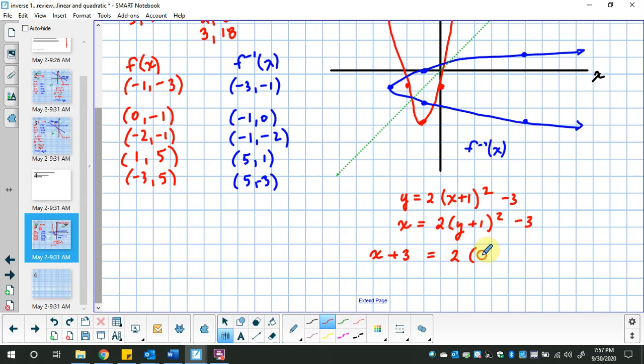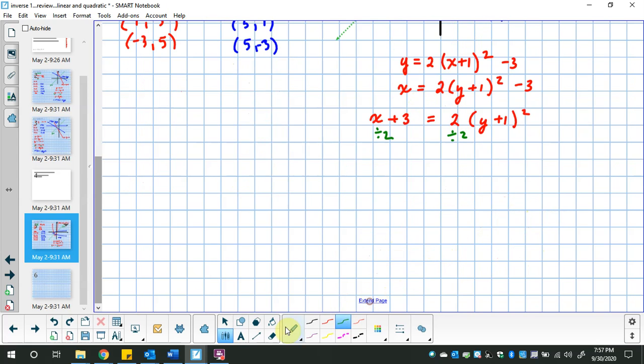The next step is I am going to divide both sides by this 2. So x plus 3 over 2 equals, and we'll have y plus 1 squared. Now we have to take off this little 2. And to take off that little 2, that exponent 2, your job is to square root.